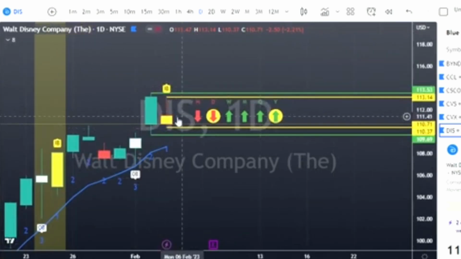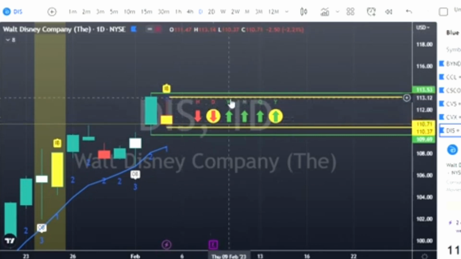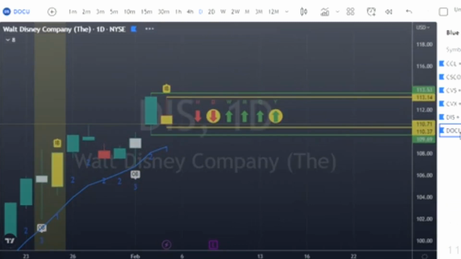Disney has the inside bar shooter candle. The wick is about 2 times the size of what we see here of this body. So again, we can look for calls at 113.14, puts at 110.37 on DIS.